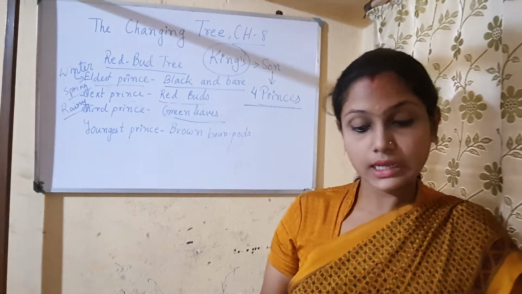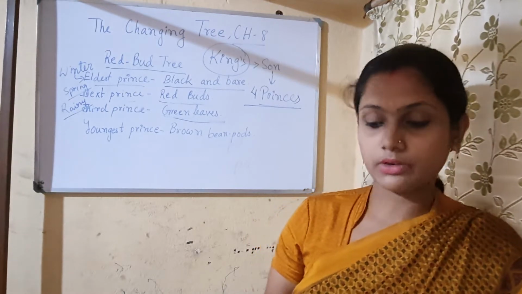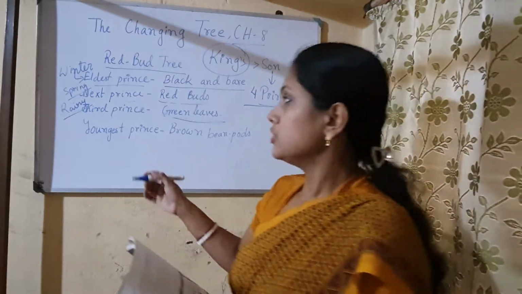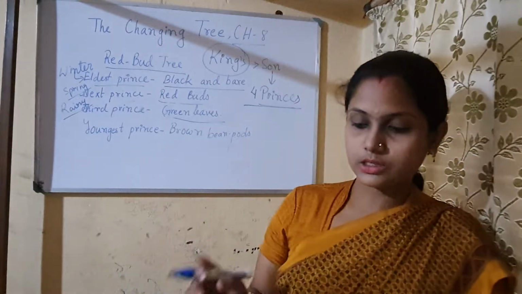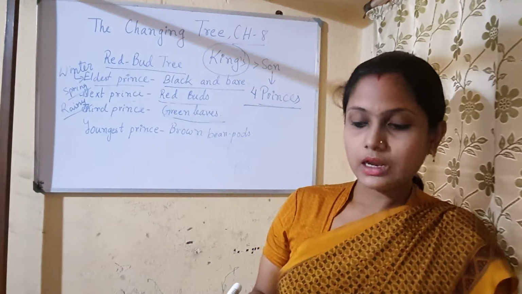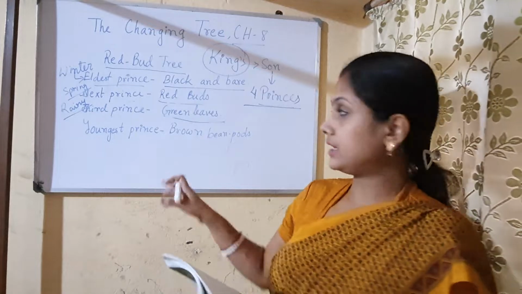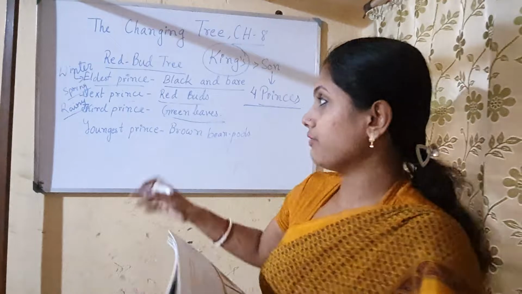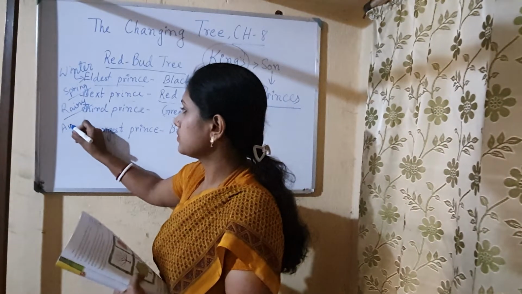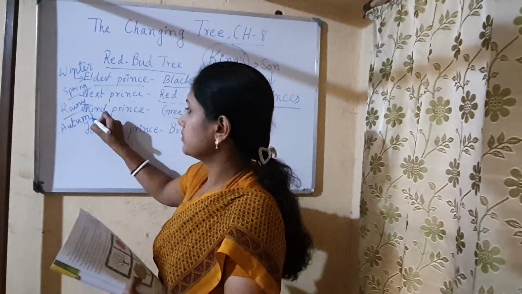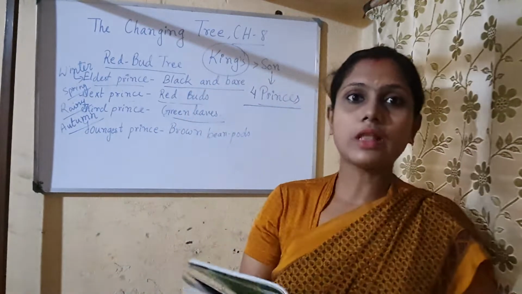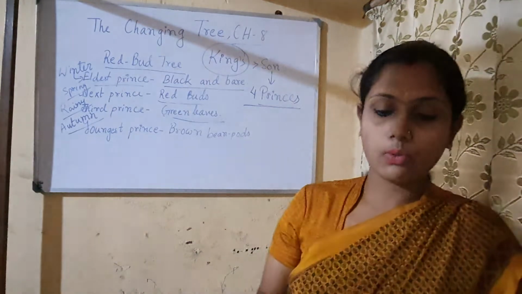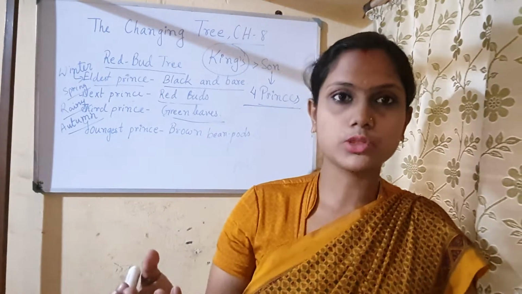Sometime after this, the youngest prince asked to be taken to see the red bird tree. So, the youngest prince went to see the tree. And when he went, that time it was covered with brown bean pods. Okay. So, that means after the rainy season comes autumn. So, in autumn season the youngest prince went, and what he found was some brown bean pods.